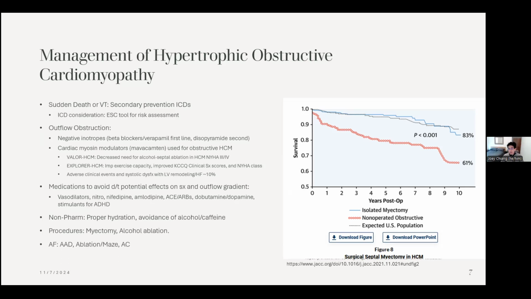And then last but not least, a lot of patients end up developing atrial fibrillation, so trialing antiarrhythmic drugs. If they're getting a myectomy already, they can go in and have a maze procedure, so an ablation done during surgery. And then thinking about anticoagulation is always a risk-benefit discussion.